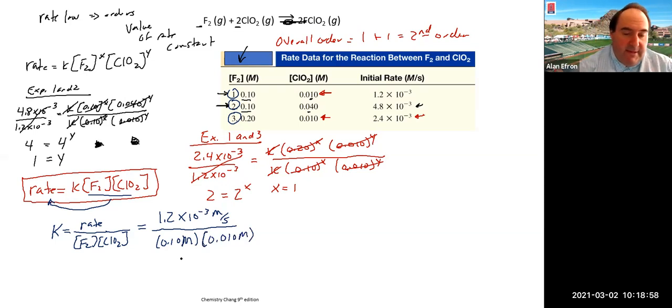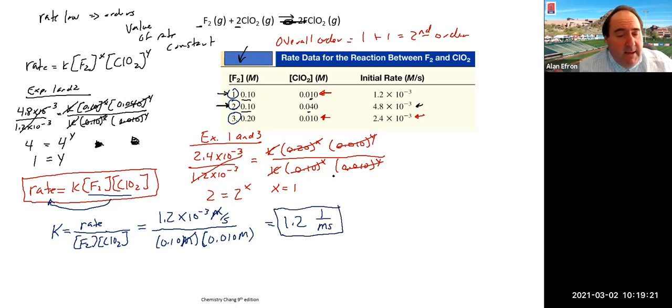And if we do that, we will end up with 1.2 to the minus 3 divided by 0.1 divided by 0.01 gives us a rate constant of 1.2 units. Again, molarity on top, and one of the molarities on the bottom will cancel. 1 over molar seconds would be the units associated with that. Any questions on any of those steps, where we got any of the numbers from, why we did any of those things?